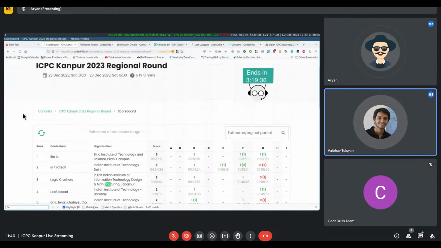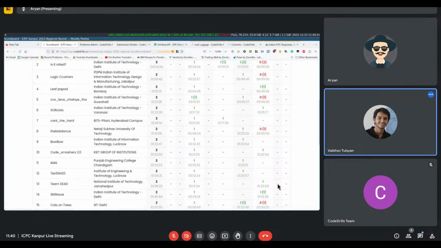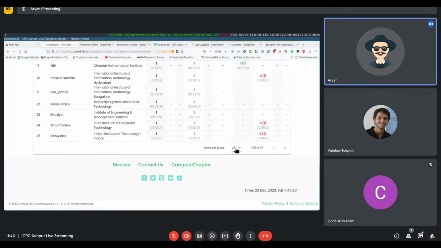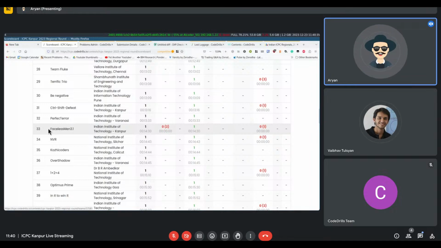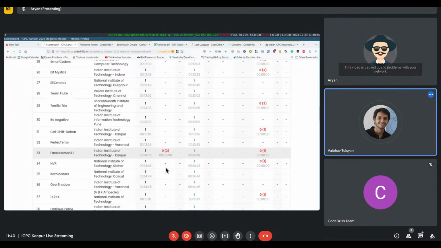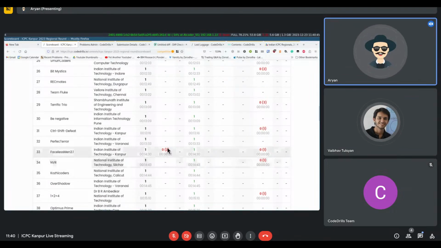Faceless Men is the team that is participating with two members, right? Yes. They are at number 33 right now with only one AC so far. Oh, they are, and they are trying to solve problem A right now. Oh, wow. I am more interested in looking at their submission for it.